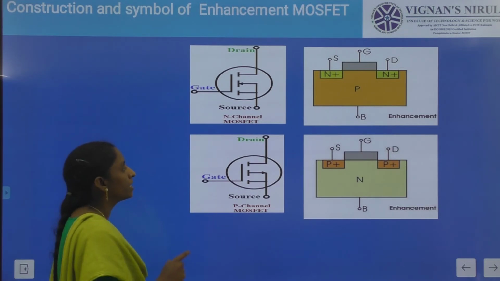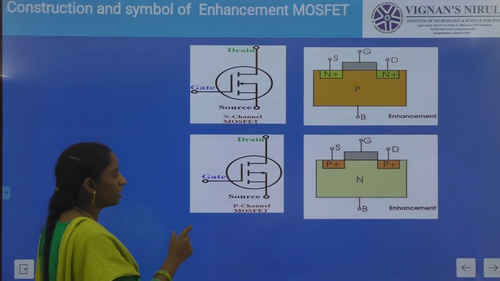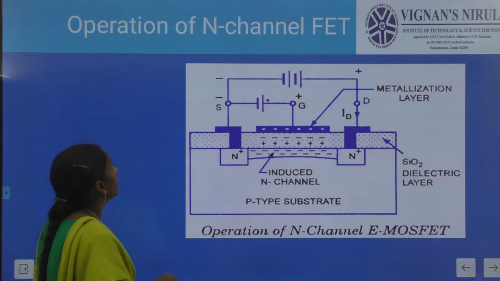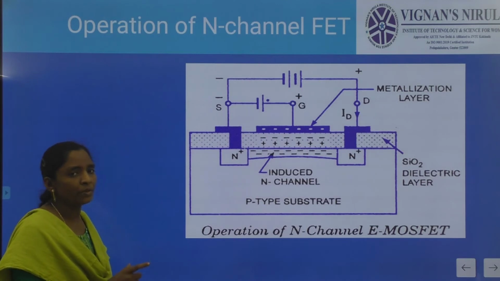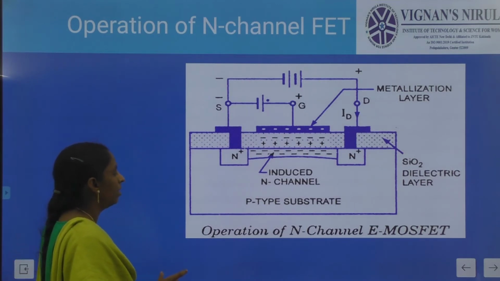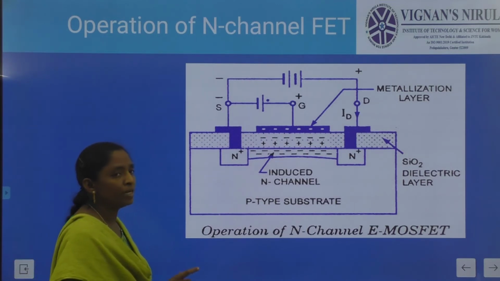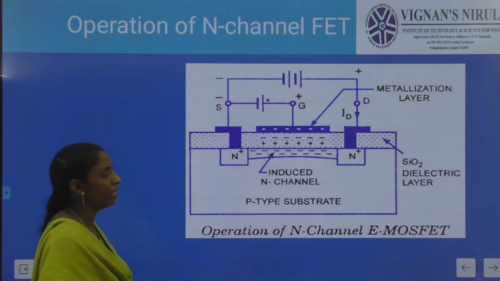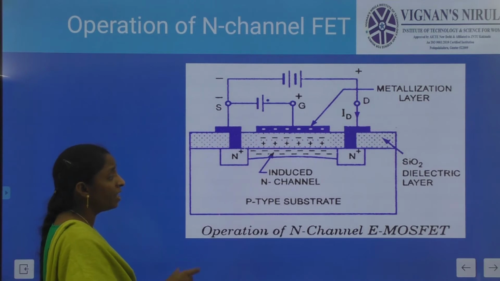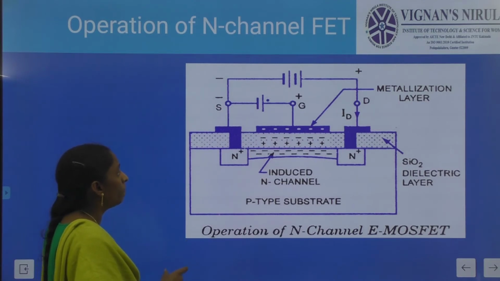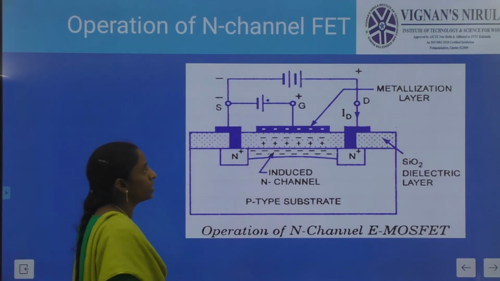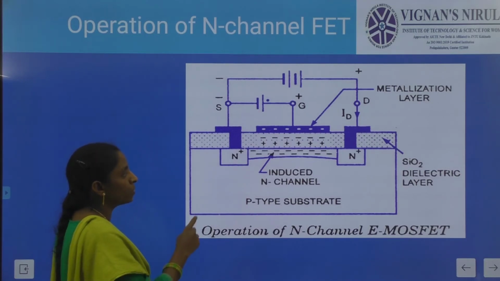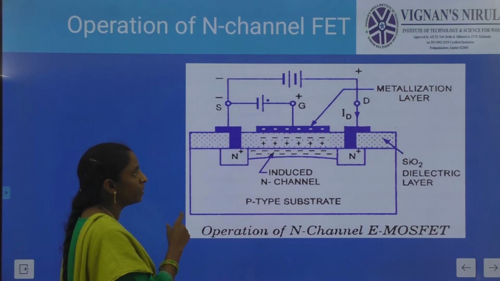This is the circuit symbol of the P-channel enhancement MOSFET. This is the constructional circuit diagram of the N-channel enhancement MOSFET. Here E means enhancement. Now we are applying positive voltage to the gate with respect to source.